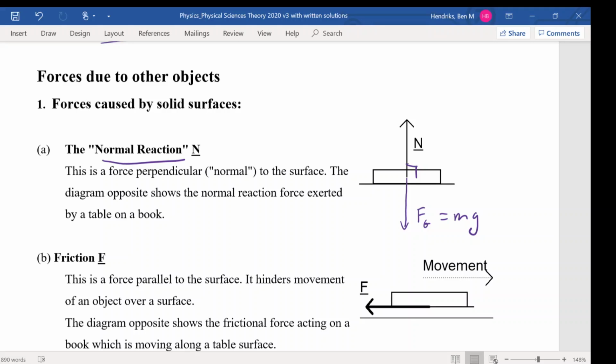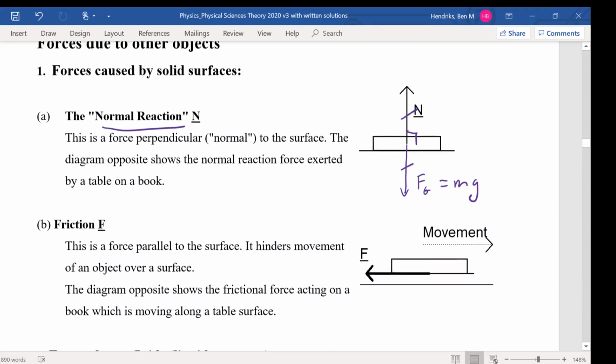And because this book is not either falling through the table or floating up into space, we'd say that the normal force and the force due to gravity are equal. So we can say that they're equal forces as well. Okay, so normal force is acting perpendicular to a surface.